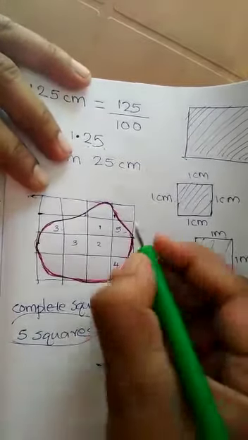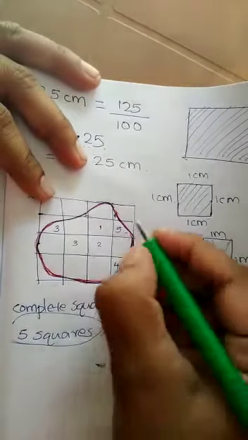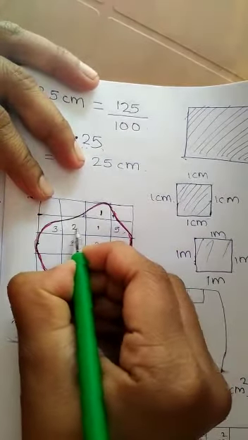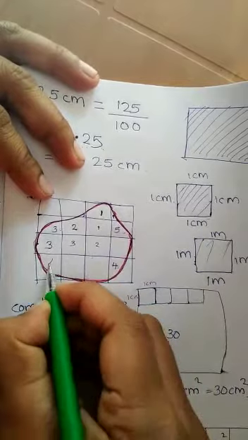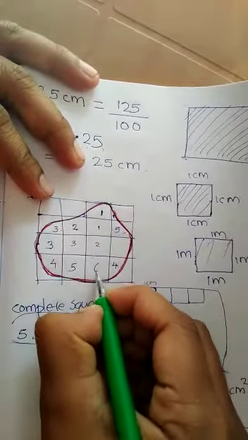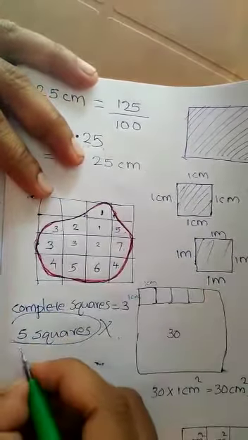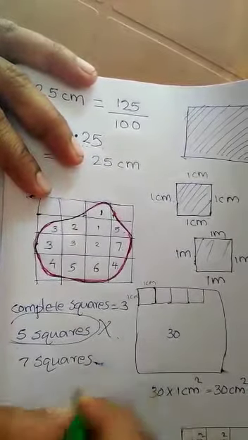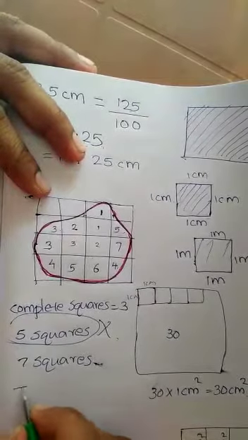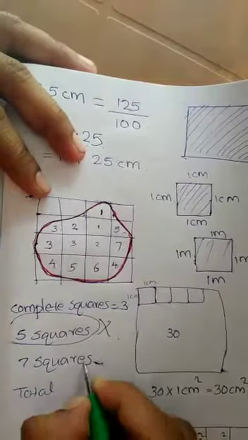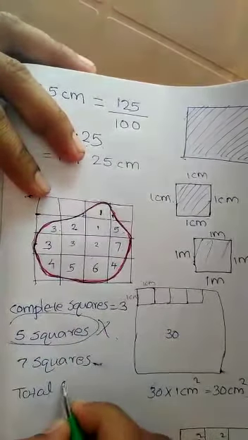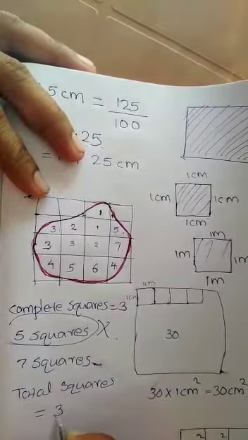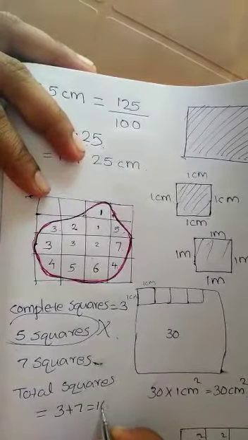Next count how many squares are more than half. This is more than half. Next this is 2, 3, 4, 5, 6, 7. 7 squares are more than half of the full square. Therefore for the total, we add the complete squares and the squares more than half of the full square. 3 plus 7 equal to 10.